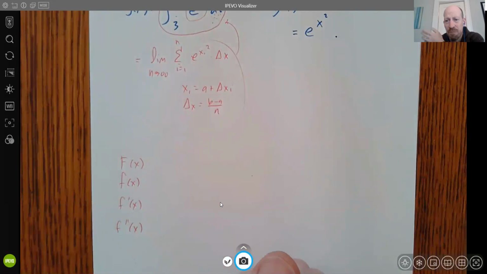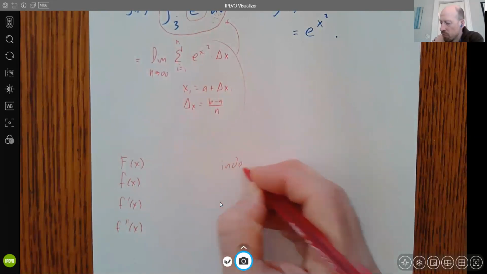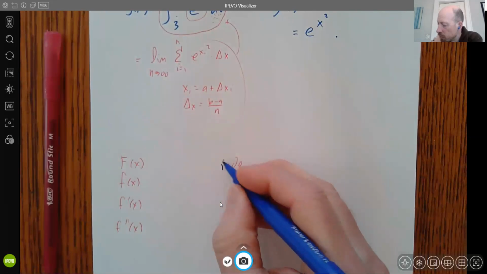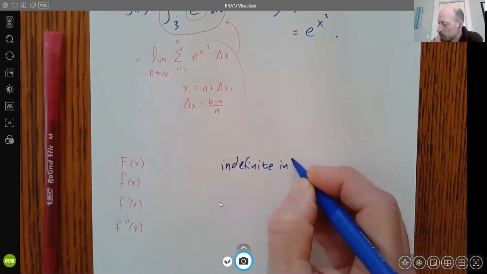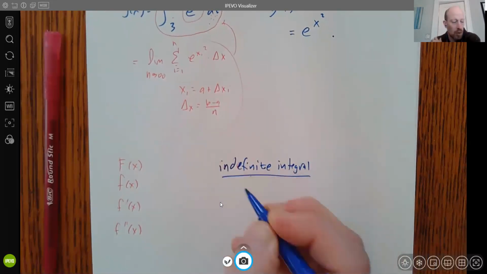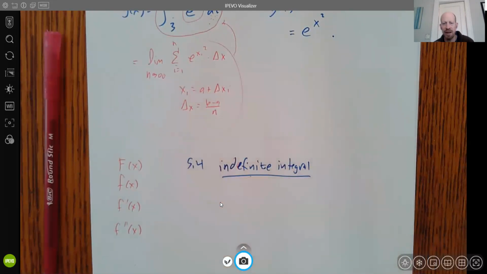And to make this relationship a little bit more clear, sorry, let's make it more visible here. We introduce the indefinite integral, which we've seen a tiny bit already. The definite integral and indefinite integral sound very similar, and they're related, but they're actually quite different things.